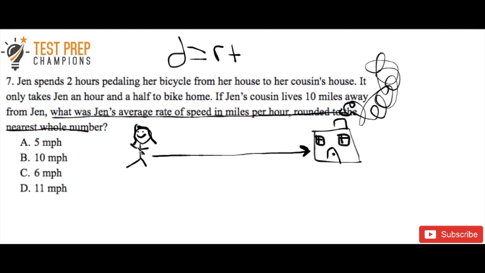So here's Jen. She starts out at her house, and so she bikes to her cousin's house. And so we know here that, let's say that we know that she lives 10 miles away. So this distance here is going to be 10 miles.